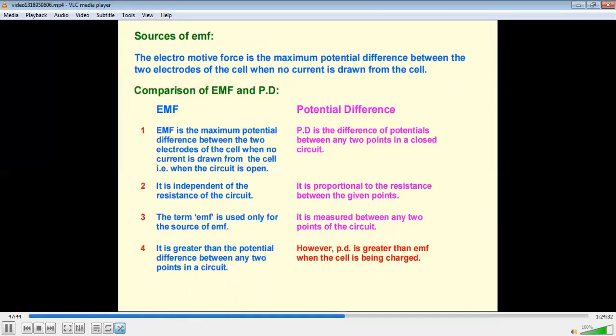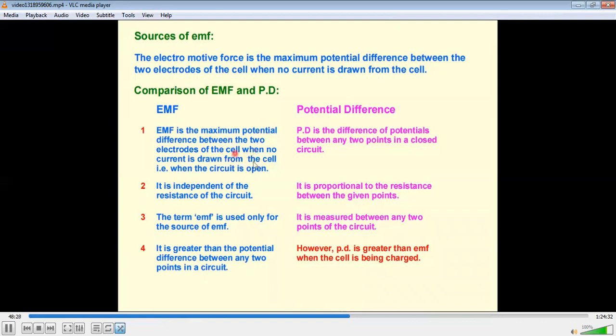Now, source of EMF. The electromotive force is the maximum potential difference between the 2 electrodes of the cell when no current is drawn from the cell. If there is no current flow, then the potential difference, the electromotive force, will be highest. So there is a comparison between EMF and potential difference. EMF is the maximum potential difference between the 2 electrodes when no current is drawn from the cell, that means the circuit is open, but potential difference is the difference of potentials between any 2 points in a closed circuit. So EMF will be the highest.